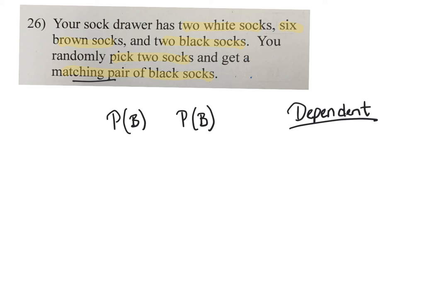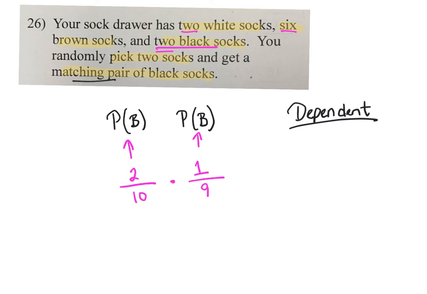So my probability then of pulling a black sock the first time is going to be my 2 black socks over the total number, which is 2 plus 6 plus 2. So that's going to be 10. And then the next thing I'm going to do is my probability of a black sock again. Well, now I only have 1 black sock left, and I have 9 left to choose from. And so when I do that, that is my second probability.